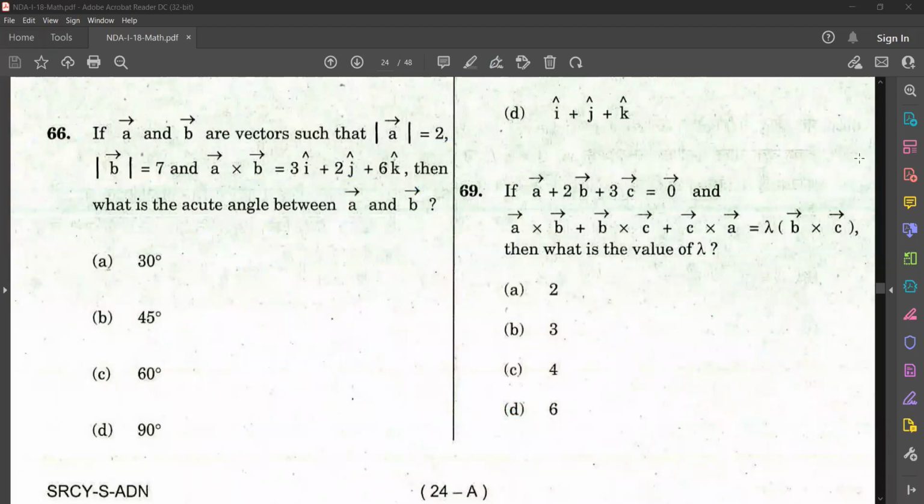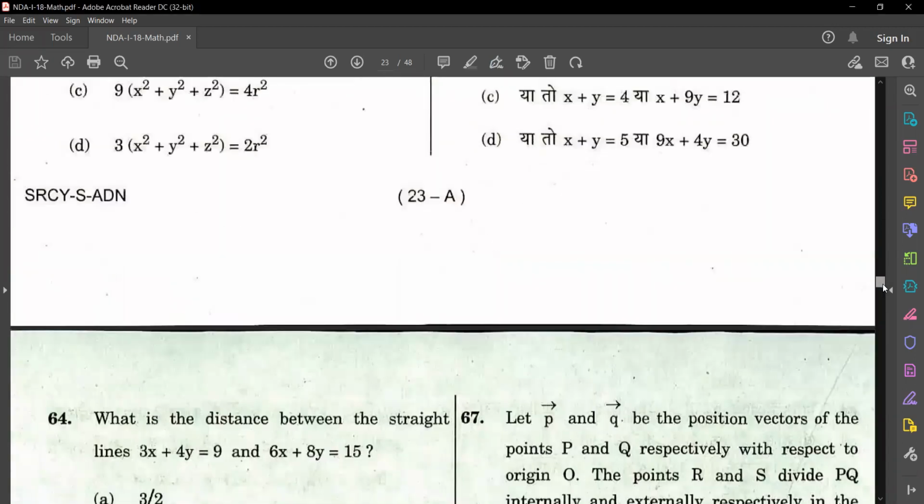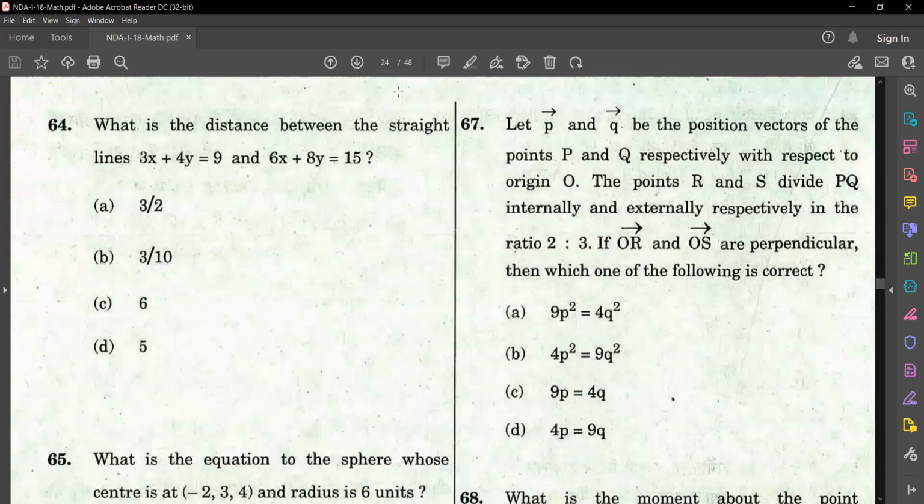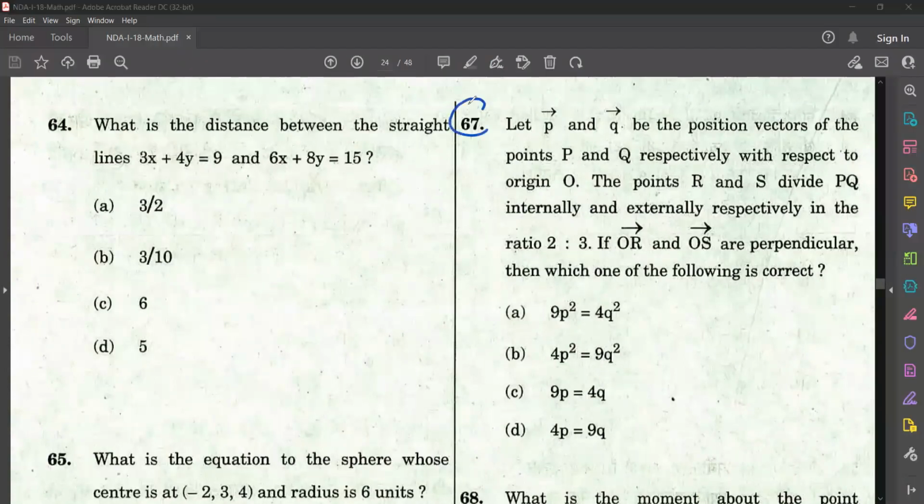We are going to see some previous year MBA Maths questions. See the question number 67. Let P and Q be the position vectors of the points P and Q respectively. With respect to origin O, the points R and S divide PQ internally and externally respectively in the ratio 2:3. If OR and OS are perpendicular, then which one of the following is correct?